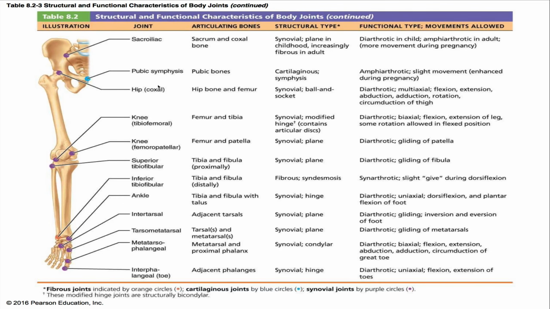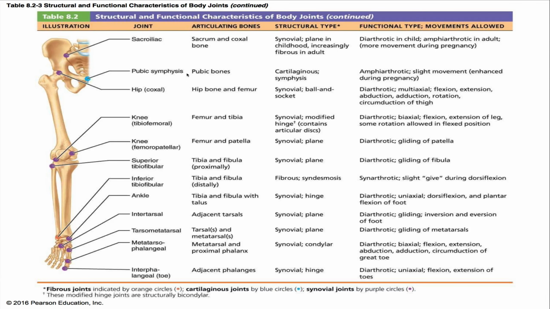Now let's look at your lower limbs. The first thing we're going to be talking about is your sacroiliac joint. The bones that are involved here are the sacrum and the coxal bones. Now this is a synovial joint as well, and it's planar in childhood, and increasingly it turns fibrous in adults. Remember, the bones fuse. So it's diarthrotic in children and amphiarthrotic in adults.